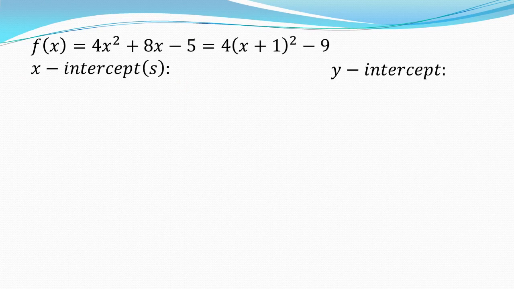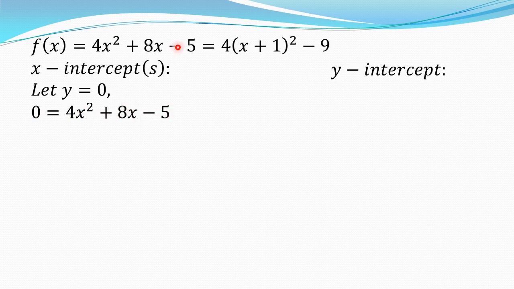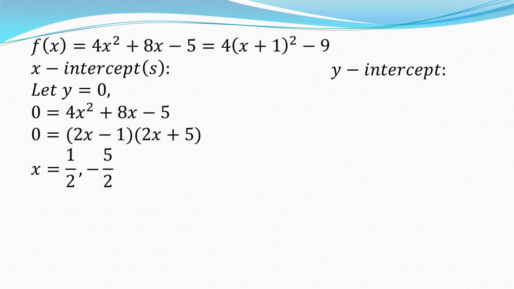Your x-intercepts, again, you just let y be equal to 0, and then you solve. So 0 equals 4x squared plus 8x minus 5. That's just this equation here. And you could actually factor that, 2x minus 1 times 2x plus 5. And your x would be 1/2 and negative 5 over 2. So these are your zeros for this.